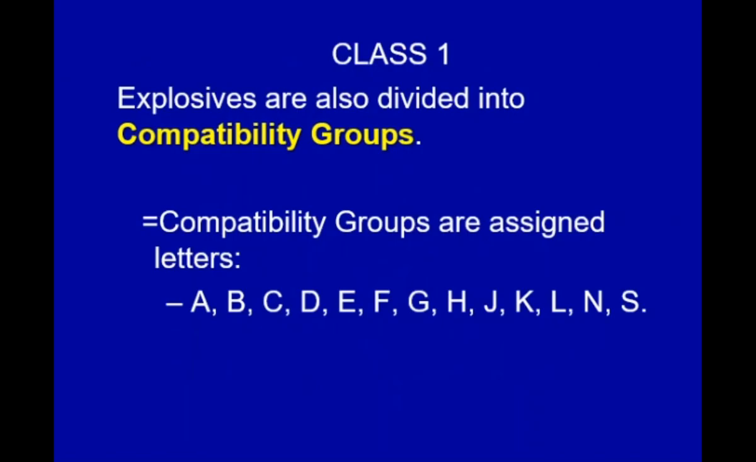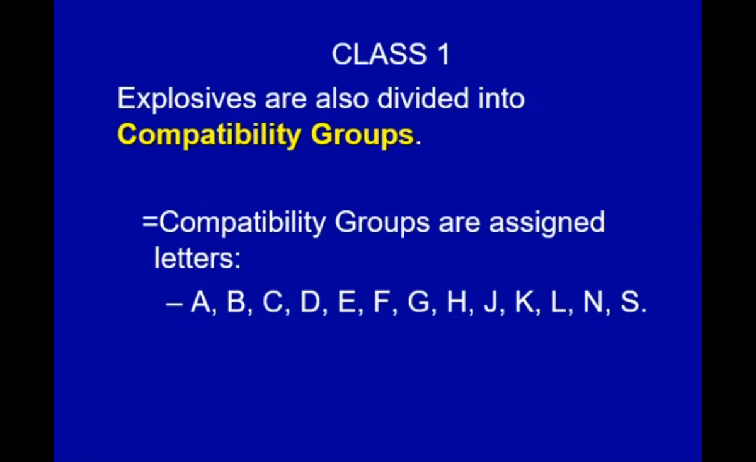Next, explosives are divided into compatibility groups. And compatibility groups are assigned letters beginning from A, B, C, D, E, all the way to S. When you move on to do the dangerous goods module itself, the facilitator would give you deeper explanation to this. I am only supposed to just give you an overview. Ideally, you should have covered the dangerous goods module by now so that I could use that as a stepping stone to just cover it very quickly.